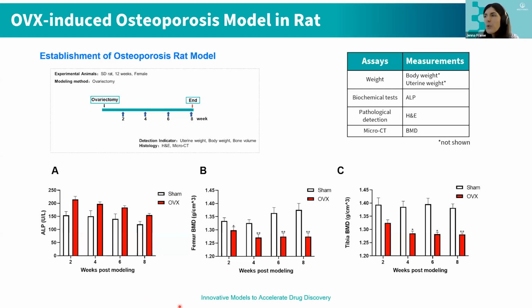Overall measures of bone mineral density from micro-CT scanning over time show a massive decrease in the ovariectomized rats compared to sham counterparts, indicating that the disease has successfully been established.